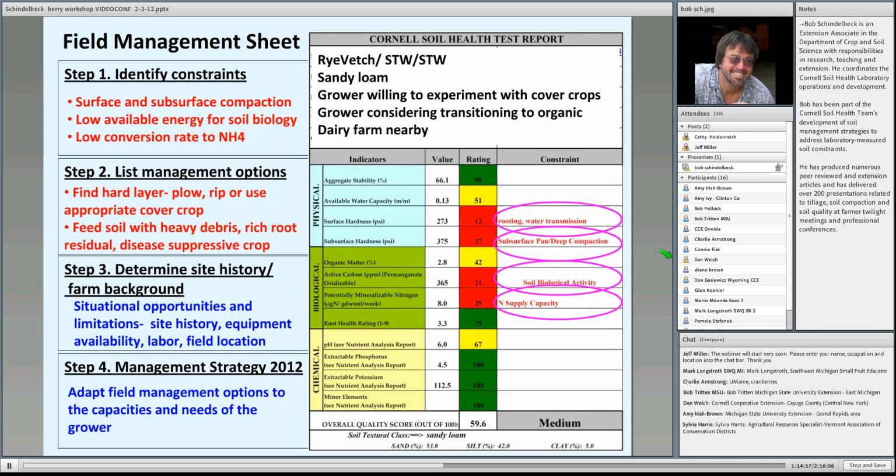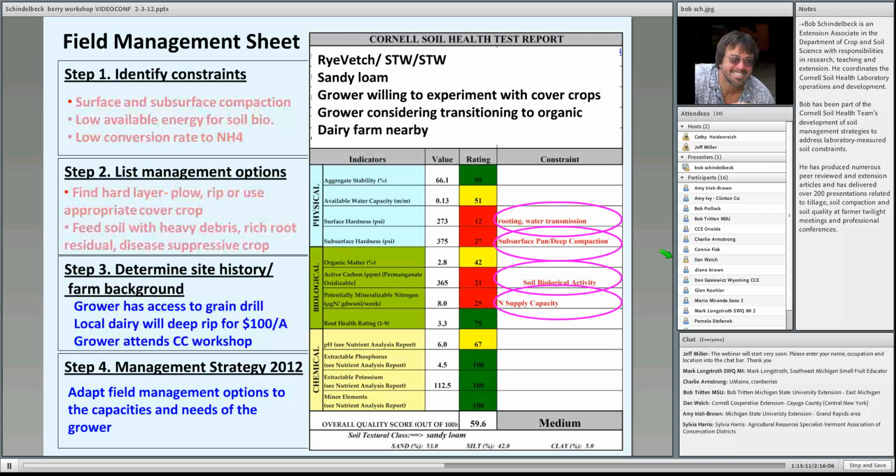So step 3, we want to apply the soil process information that we have in front of us with the situational opportunities. Where is this guy? What's he up to? What does he have at his disposal? So we listed here in step 3, this grower does have access to a grain drill. This local dairy nearby has a deep ripping machine for possible decompaction.